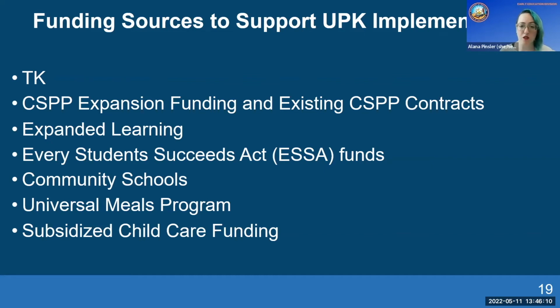There's community schools, which investments will help you think about how to support a holistic experience that supports students so they can best learn. Community school investments are a key part that can be integrated into UPK planning and implementation. Universal Meals Program. California is the first state to implement a statewide universal meals program for all students. And subsidized childcare funding, all of which are administered by our partners at the California Department of Social Services.